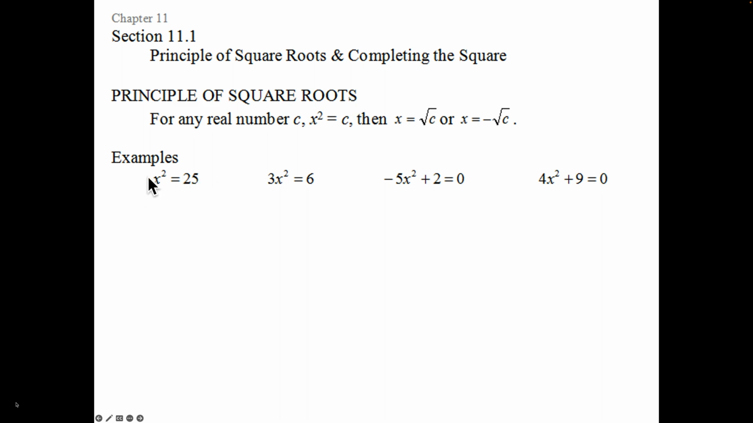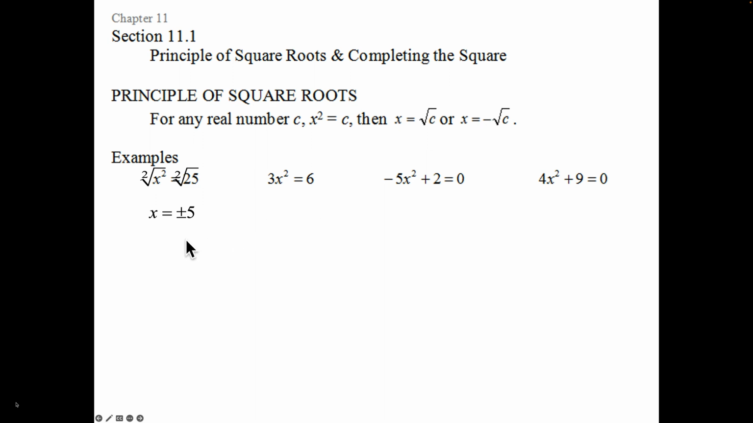If you have to introduce the square root symbol into the problem, you have to have a positive answer and a negative answer. So x squared equals 25. To solve for x, you could do this as the difference of perfect squares, but now this principle says you can just take the square root of both sides. And x is equal to 5, but it also has to be equal to negative 5.